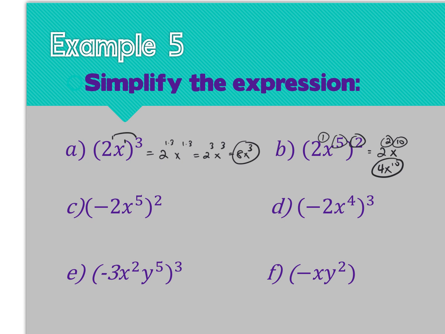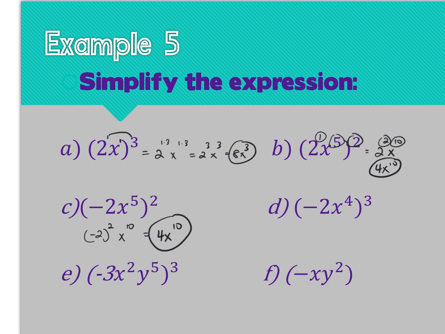So now again here, notice that this negative is inside, so it's negative 2 to the 2nd power, and it's x to the 5th to the 2nd power. So I have to ask myself, well, negative 2 squared and x to the 5 times 2, or 10. Well, negative 2 squared is negative 2 times negative 2, so that's positive 4 x to the 10 power. So negatives are a challenge when it comes to exponents, negative coefficients. They can be challenging. Take your time with them.